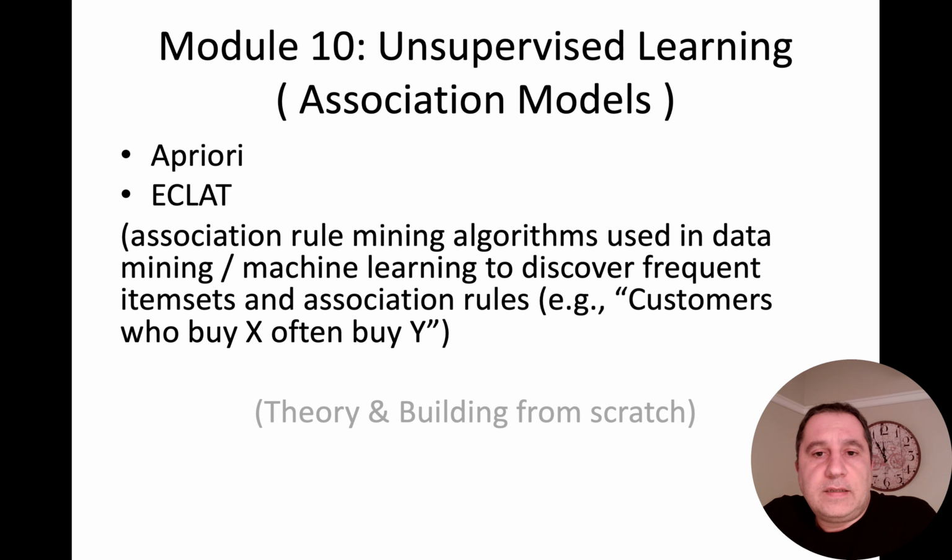In module 10, we'll talk about the association models for unsupervised learning. The two basic algorithms to use are Apriori and ECLAT. Those are association rules used in machine learning to discover frequent item sets and association rules, for example, customers who buy X often buy Y. Also, those will be covered in theory, and we will build them from scratch.